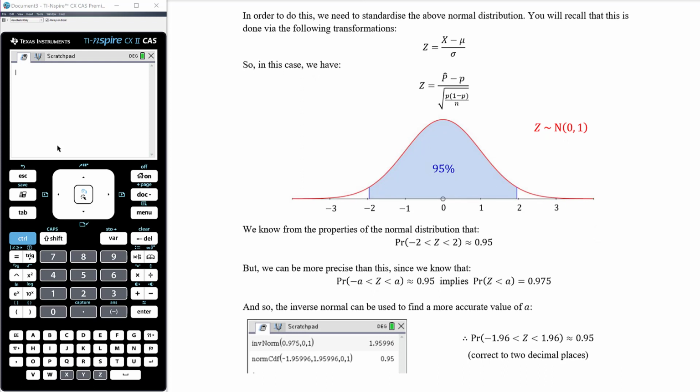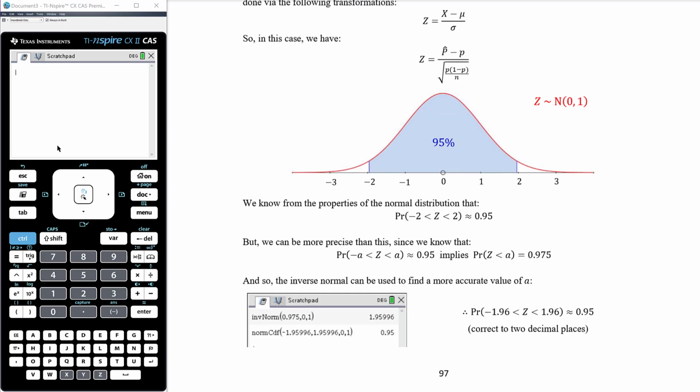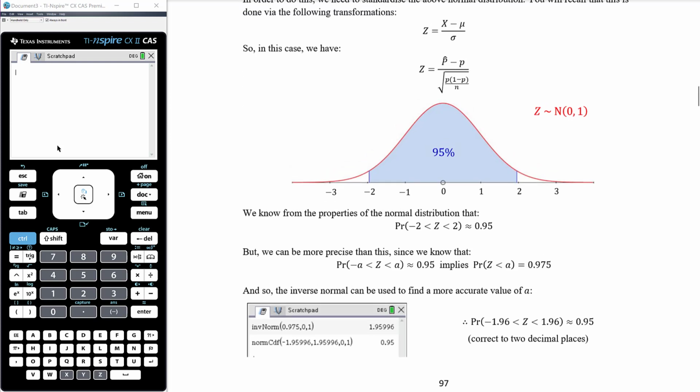So we know from the properties of the normal distribution that if z is between -2 and 2, the probability of that is approximately 0.95. But actually we can be more precise than that, because it's not exactly at 2 and -2, it's an approximation. If we want a more accurate value where it's 95%, let's call that value A. If I want 95% in the middle, plus there's going to be another 2.5% over here, all of that has to be 97.5%.